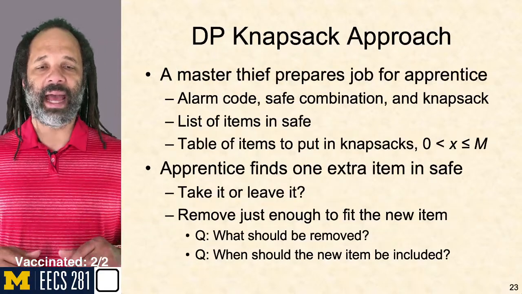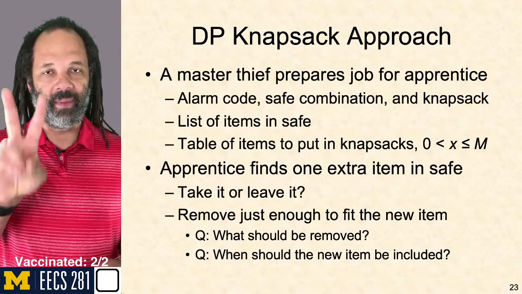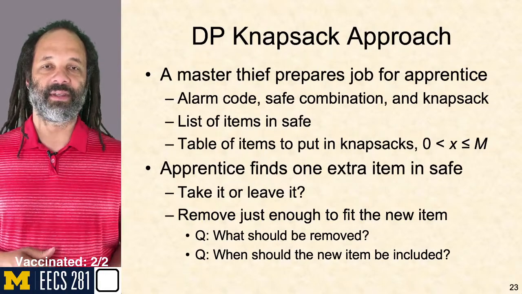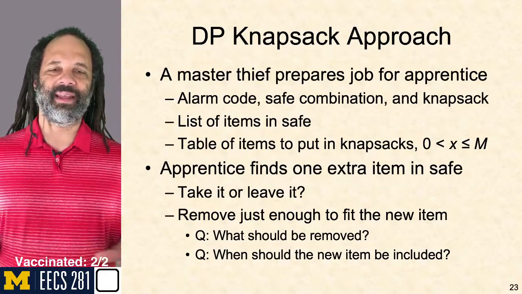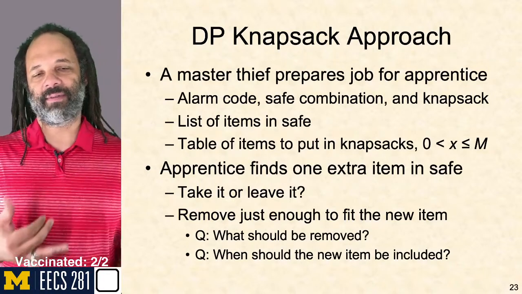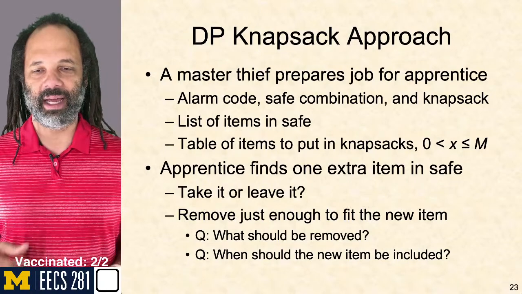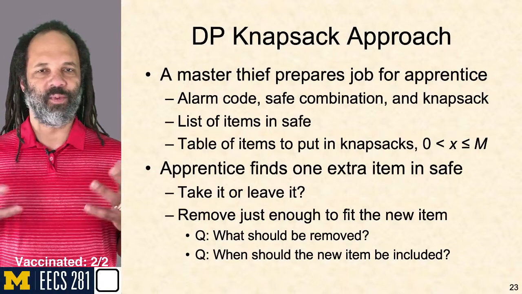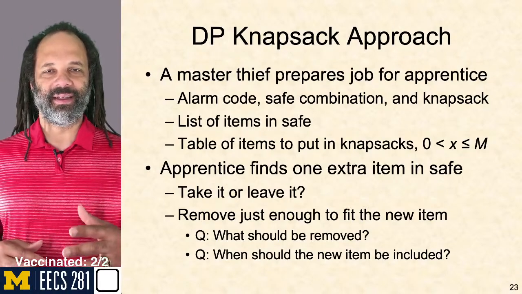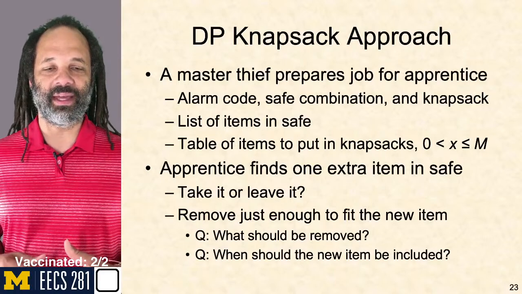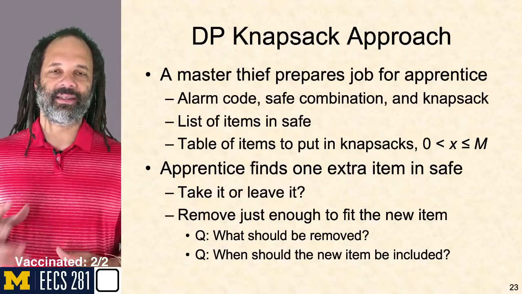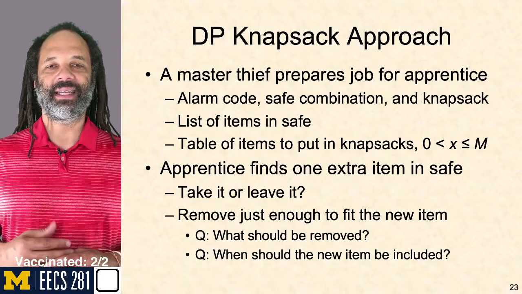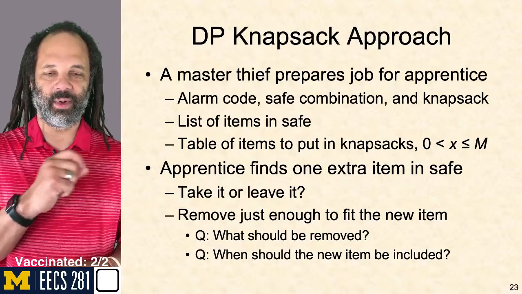So in our DP knapsack, we're going to have two thieves now. The master thief, who doesn't want to get thrown in jail, sends the apprentice thief off to the job. Sends the apprentice thief with everything the apprentice thief needs: the alarm code, the safe combination, and of course the knapsack. In addition to that, there's a list of items that are going to be in the safe and this wonderful table that tells the apprentice thief exactly which items should be in there depending on the size of the bag. So this is how our computer science aware master thief was able to get this DP solution in there. So that's where this table comes from.